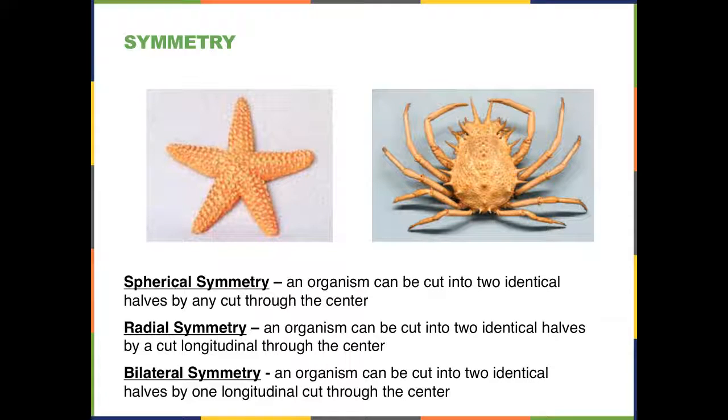The third is bilateral symmetry, and actually that starfish does not have radial symmetry. It has bilateral symmetry like the crab on the other side there. Bilateral symmetry is when an organism can be cut into two identical halves, but only with one longitudinal cut through the center. So as I said, if you cut this starfish through this point, or if you cut this crab through this point, you have two identical halves. So both of these organisms actually have bilateral symmetry. Now, if the starfish had 6 arms instead of 5, then it would have radial symmetry.